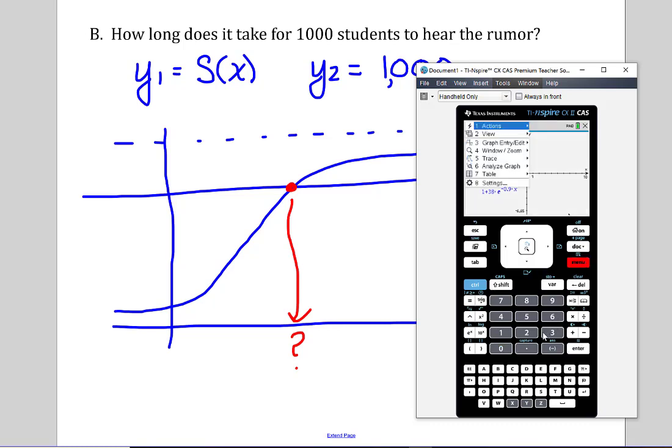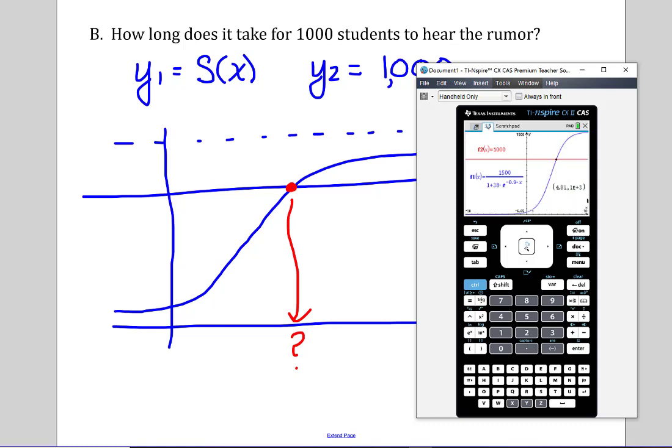And we want to set the window to go out about 20 days. How about that? 20 days. And we'll go up to like 1,500 kids because that's the maximum it can be. 1500. Okay, so we're looking for that intersection. Here's our population model. Here's our goal. And we want to analyze for the intersection.